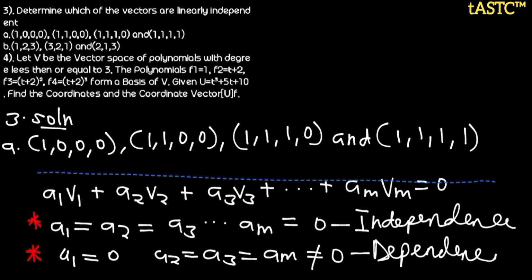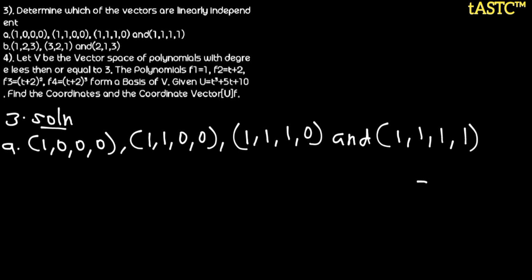Now we're going to work these questions using this analogy. So this is the first, this is the second, this is the third, and this is the fourth. So how can we work it? Let us say this is the first vector. Let's say this is v1, this is v2. Let us say this is v3, and let this be v4.